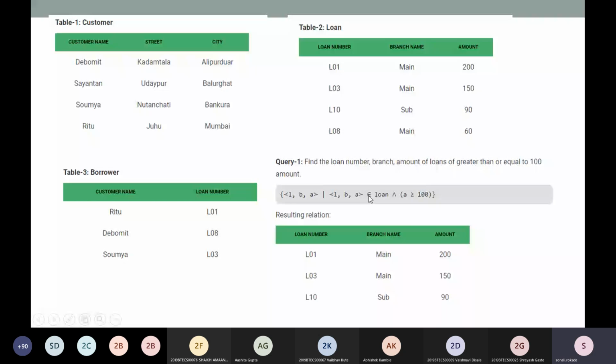That is loan number, so we will use L for that, then branch, B for that, then amount, we will use amount. Then in the selection, we will call all the attributes equivalent to loan, which has the condition that amount is greater than or equal to 100. This is the mathematical representation.